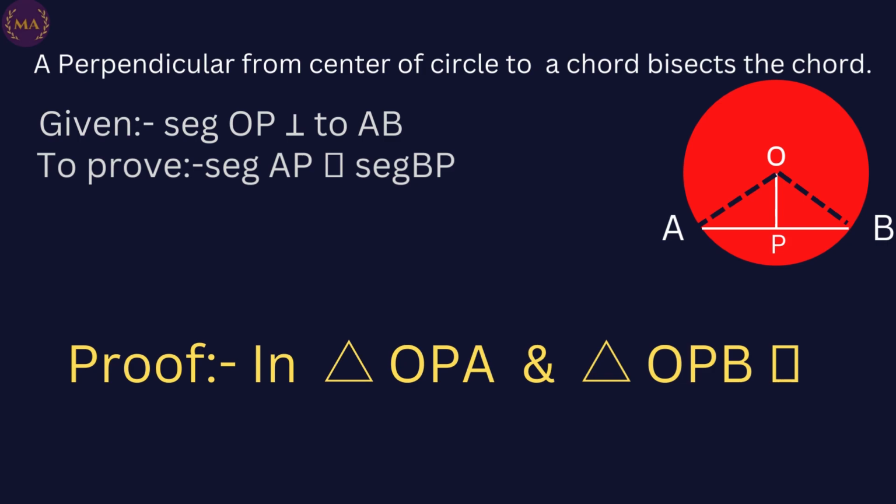I'll write "in triangle." Which are the two triangles? Can anyone tell me? Yes, it is OPA and OPB. So I'll write in triangle OPA and triangle OPB.